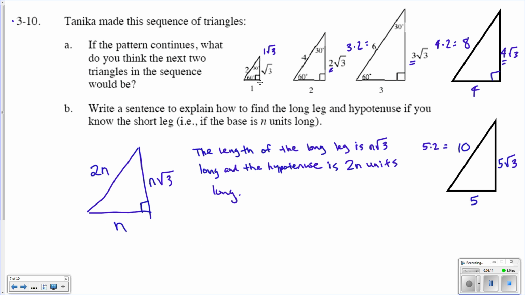Once again, this is a 30, 60, 90 right triangle. Hopefully, you already learned this in geometry, and this is a great refresher.